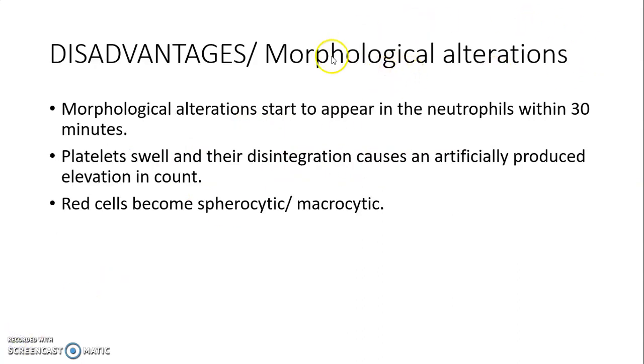Now the morphological alterations which EDTA can cause. Alterations start to appear in neutrophils within 30 minutes. The platelets swell and then disintegrate into many platelets, causing an artificially elevated count. The red cells become spherocytic and macrocytic.